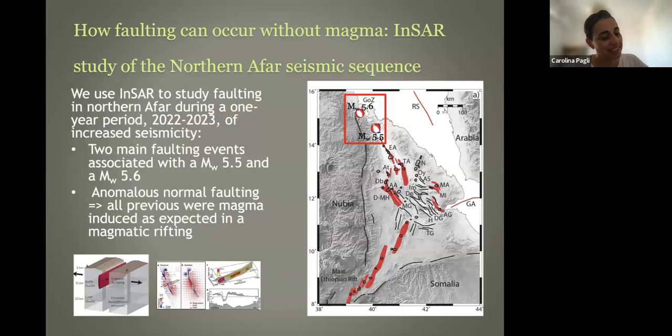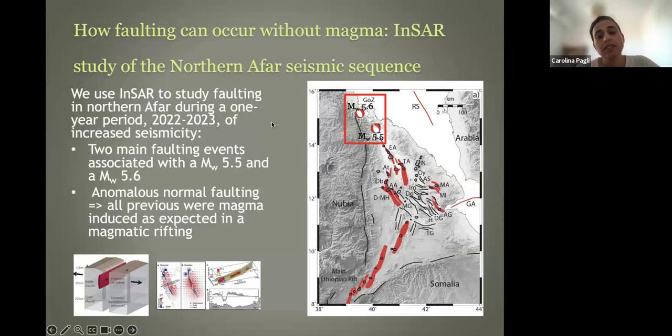Now, the last example I want to show you is different because I want to show you that there's not just magma in a rift. There are also earthquakes, not necessarily occurring with the involvement of magma. A wonderful example of this is a sequence that occurred in Northern Afar. So we are moving again into this sector of the rift.